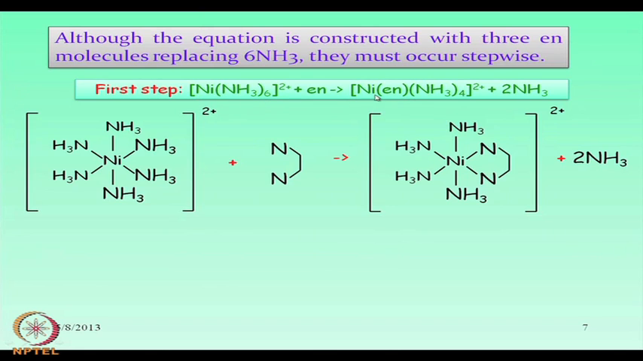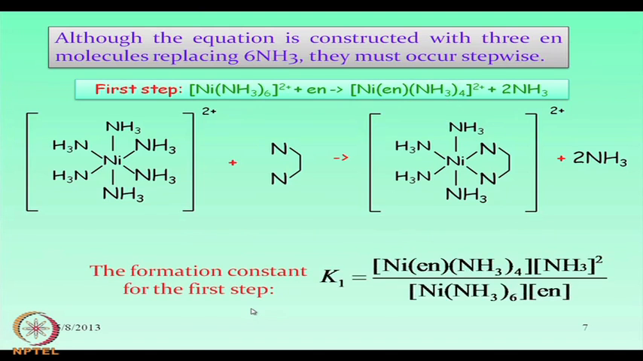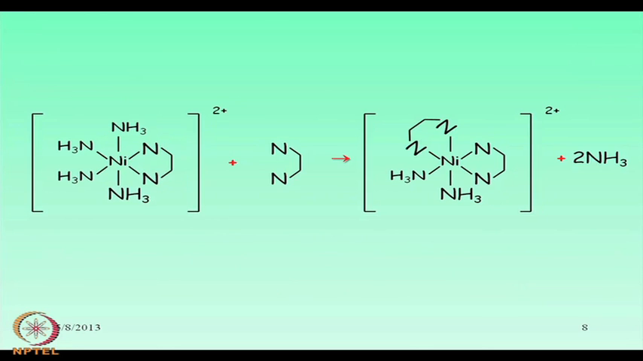So, the first step is definitely that we can write in this form: 4 ammonia molecules and 1 ethylenediamine, removing 2 ammonia molecules from there. So, the formation constant for the first step would be the concentration of this species, then the concentration of the 2 ammonia molecules coming out, and the hexaamine complex and the ethylenediamine. So, this would be the K1, because we are breaking the entire reaction into single steps for the K value for the tris-chelate formation.